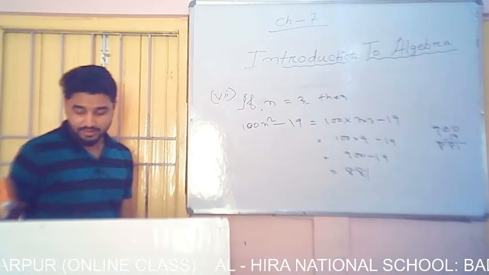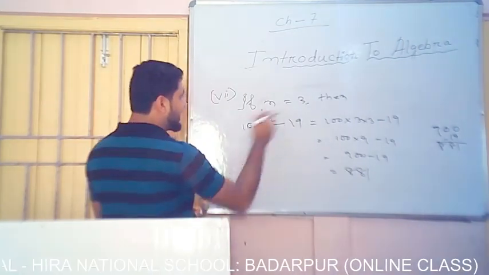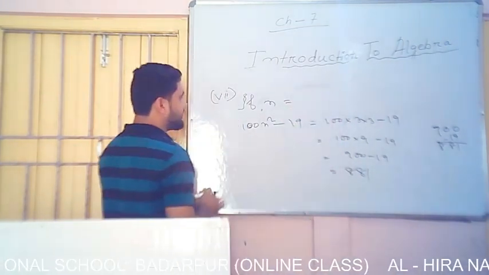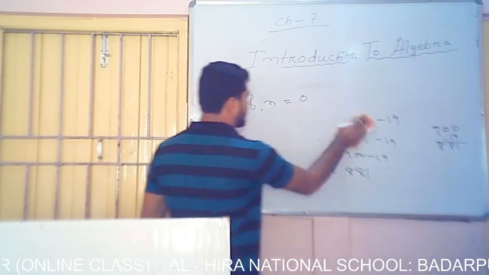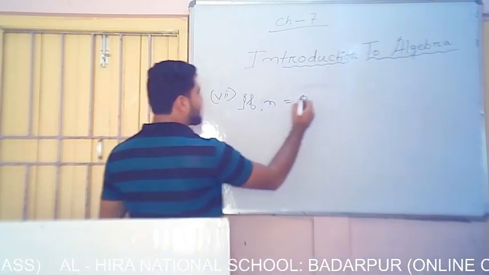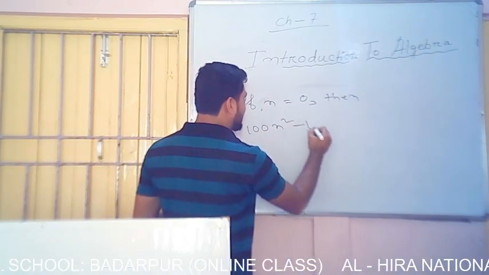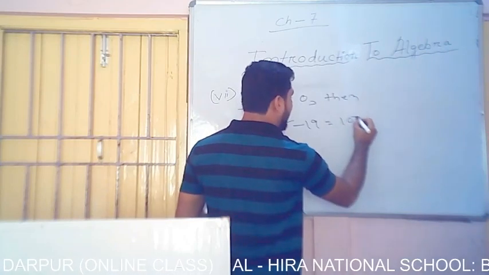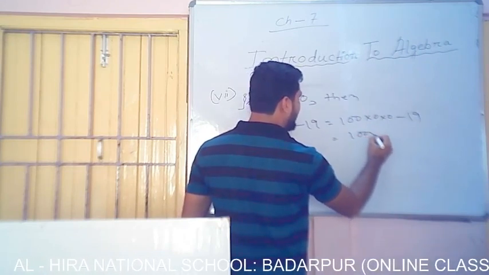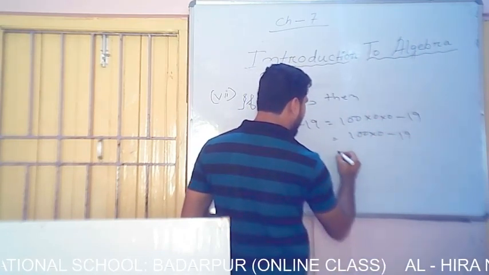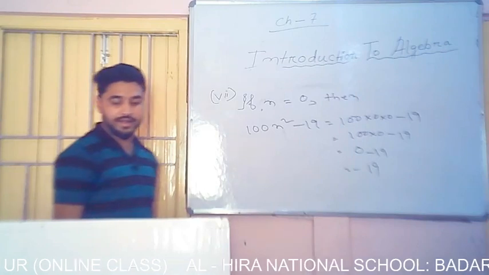Now if n equals 0, you just write after that, if n equals 0. I am writing directly, you write the full sentence. If n equals 0, then 100 n square minus 19 will be 100 into 0 minus 19. That means 100 into 0 means again 0, minus 19. So the answer is minus 19.